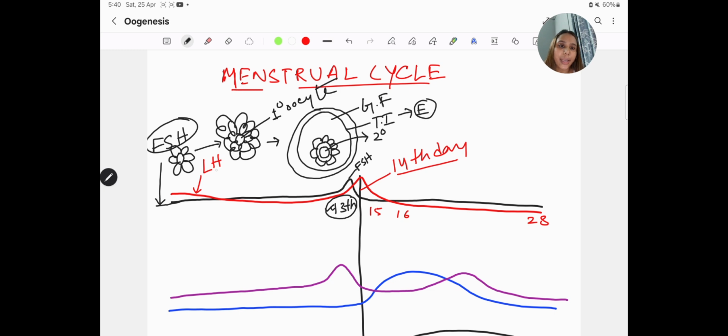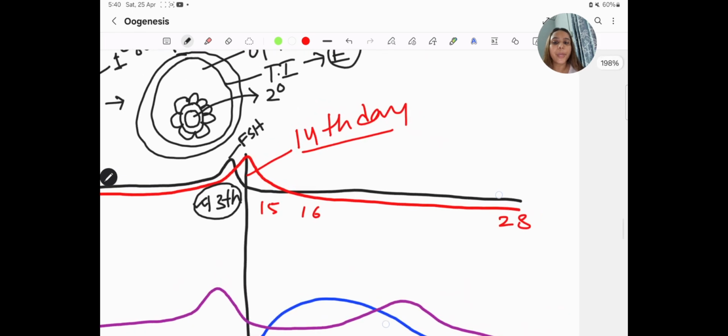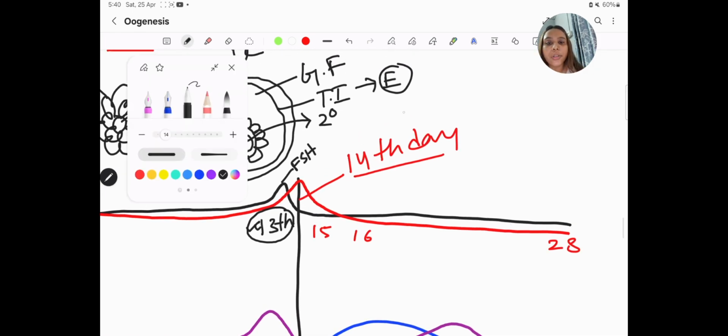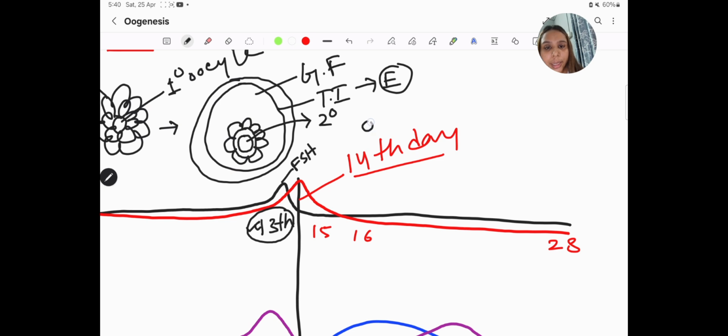Next, come to LH. Now the second degree oocyte comes out. So what happens on the 14th day? The second degree oocyte comes out here, with the granulosa cell layer and the zona pellucida layer.